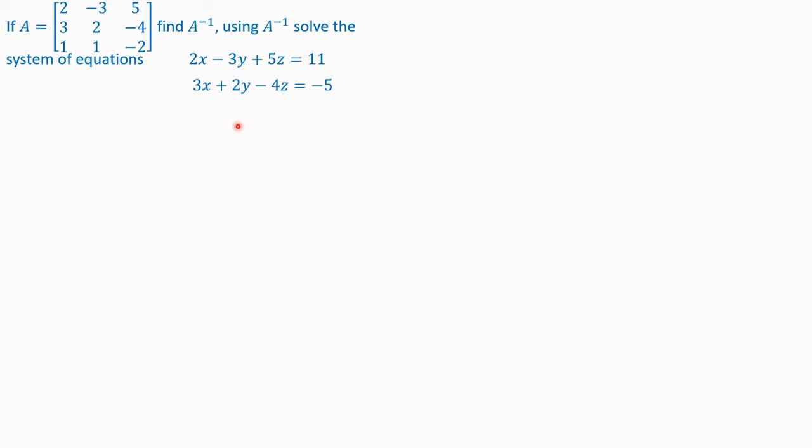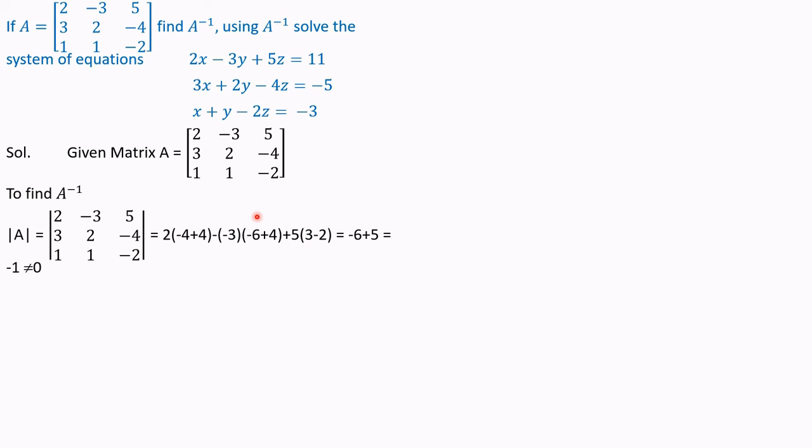So the given problem is here. The matrix itself has been given: find A inverse using A and solve the system of equations. Three equations are given, and the same thing is repeated. They have copied it. The given matrix is 1, 1, minus 2; 2, minus 3, 5; 3, 2, minus 4; 1, 1, 1.